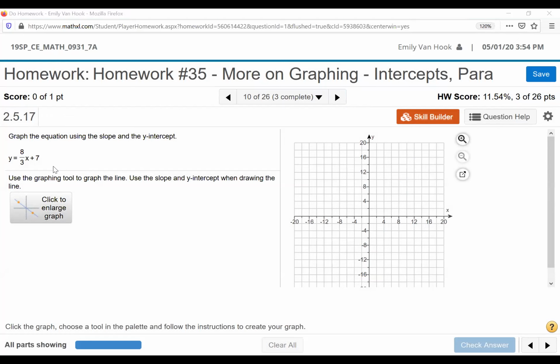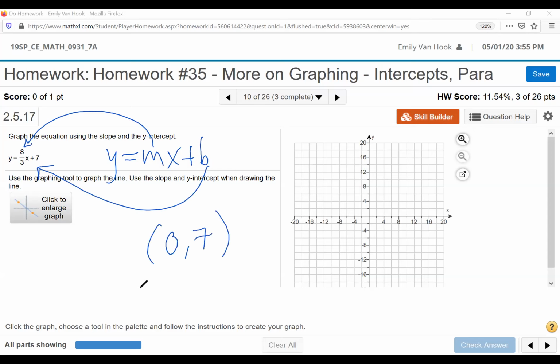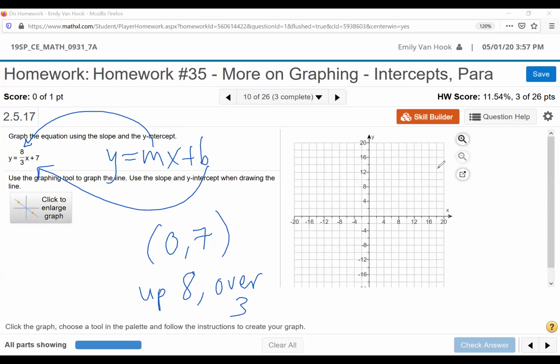It's already in that slope-intercept form. Y equals mx plus b. M is 8/3, b is 7, so you'll start at 0, 7, and then we'll go up 8 over 3. All right, so let's go ahead and graph this line. So we will be starting at the y-intercept of 0, 7.